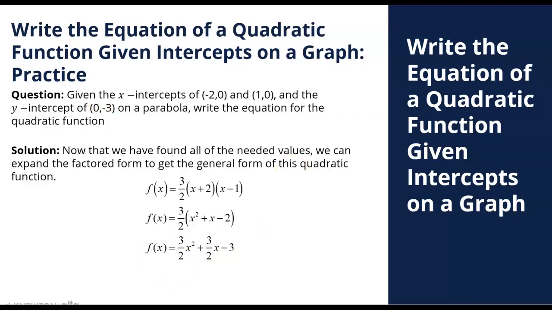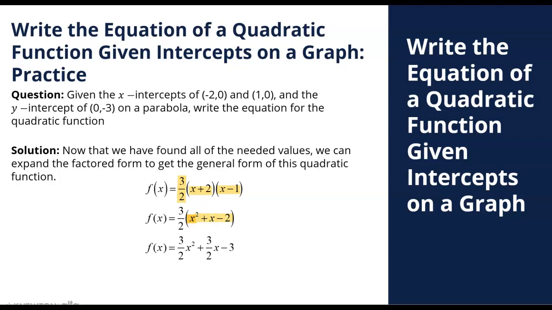Now that we have found all the needed values, we can then expand the factored form to get the general form of the quadratic function, with a equal to 3/2 and our r sub 1 equal to -2, and that gives us x plus 2. And then we have r sub 2, which is equal to 1, that gives us x minus 1. We then have this given expression here, and then we can multiply using FOIL method the product x plus 2 and x minus 1. So using FOIL method, that would result to x squared plus x minus 2.